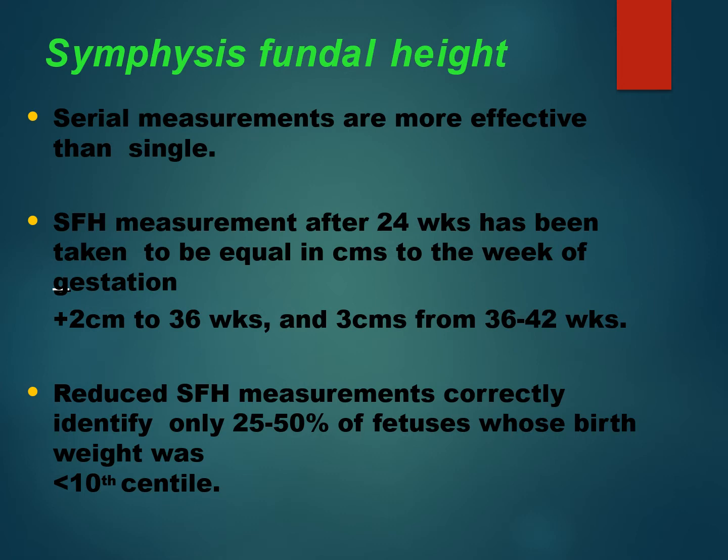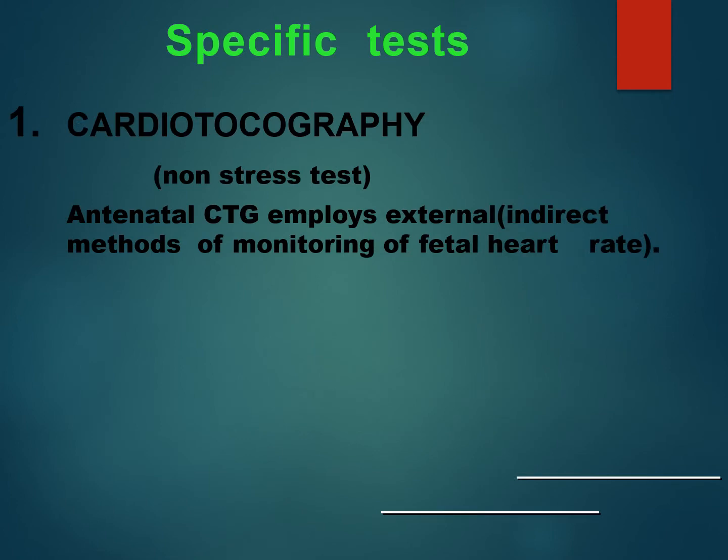Reduced symphysis fundal height measurements correctly identify only 25 to 50% of fetuses whose birth weight was less than the 10th centile. In other words, more than 50% of small for dates fetuses will have normal symphysis fundal height. And this is because of the margin of error, we have a margin of error of 2 centimeters, 2 weeks here. We have some other specific tests.